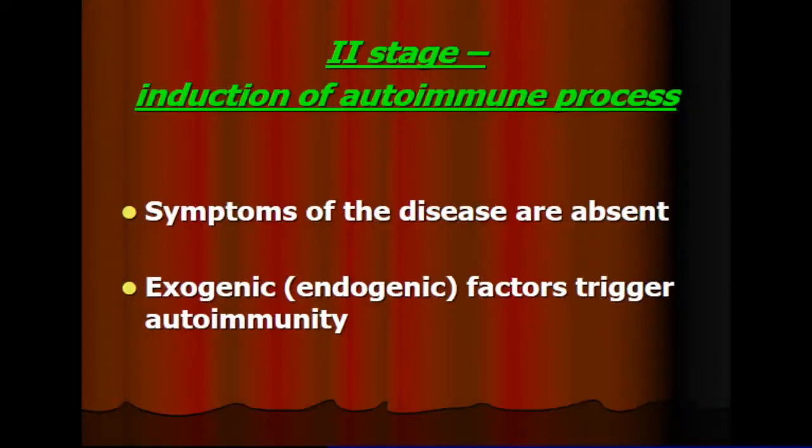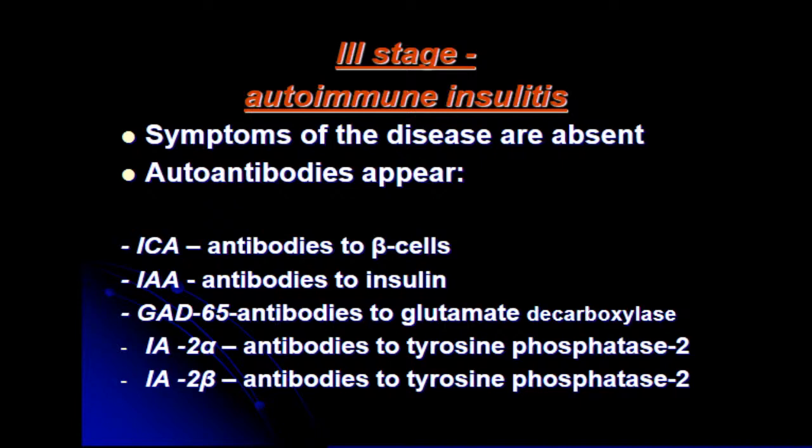Second stage, induction of autoimmune process. Symptoms of the disease are absent. Exogenic or endogenic factors trigger autoimmunity. Third stage, autoimmune insulitis. Symptoms of the disease are absent. Autoantibodies appear: autoantibodies to beta cells, autoantibodies to insulin, autoantibodies to glutamate decarboxylase, and the last one, autoantibodies to tyrosine phosphatase.